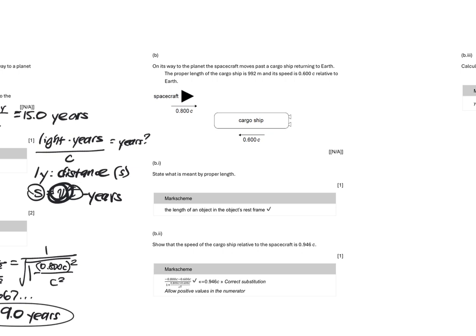In other words, that probably is the best answer, because the proper length of any object is the length of the object in the object's rest frame. But in this instance, it'd be the length of the cargo ship as measured by the cargo ship. Because even though the cargo ship is in motion, the cargo ship, looking at itself, is at rest.